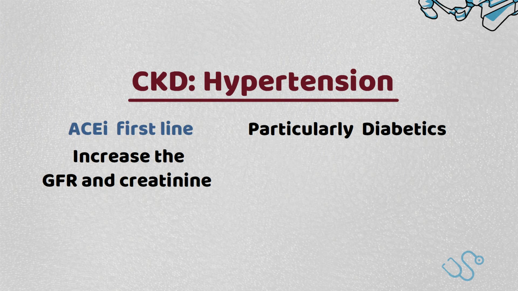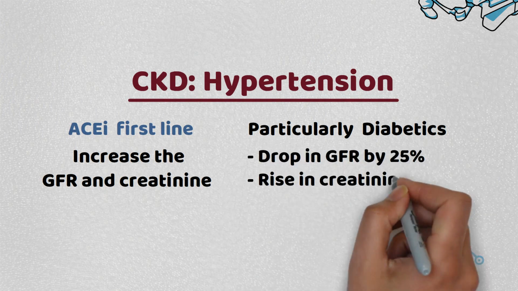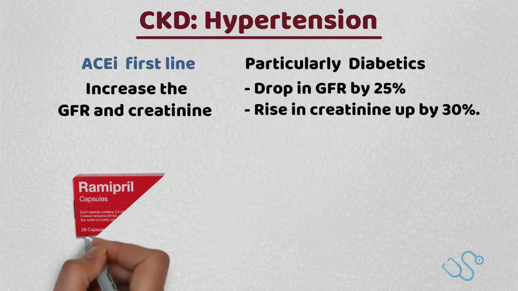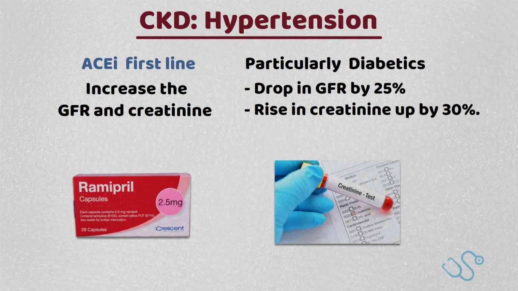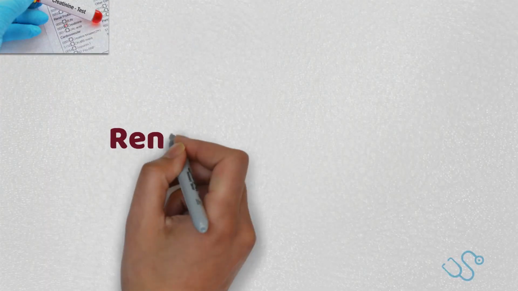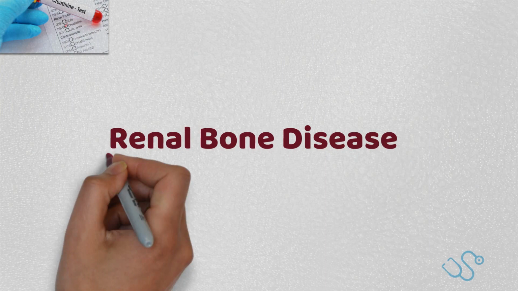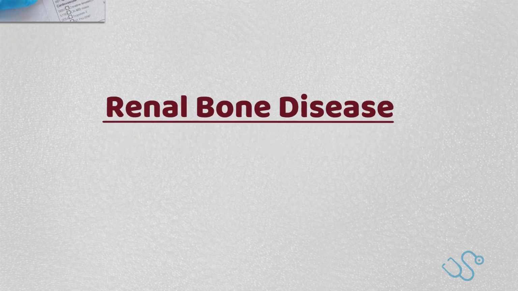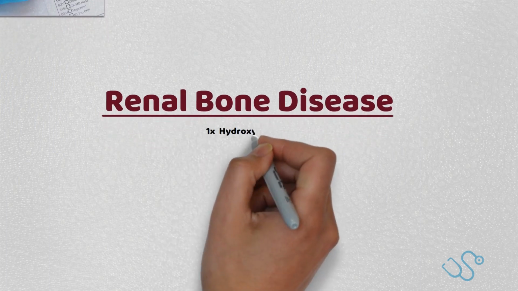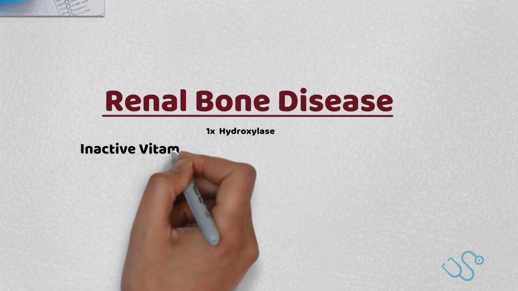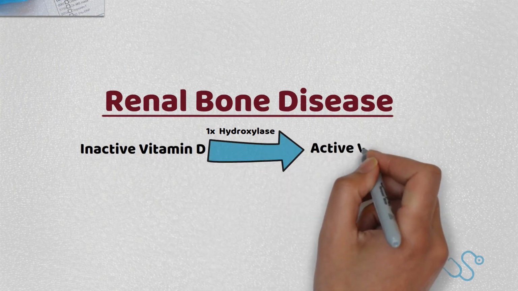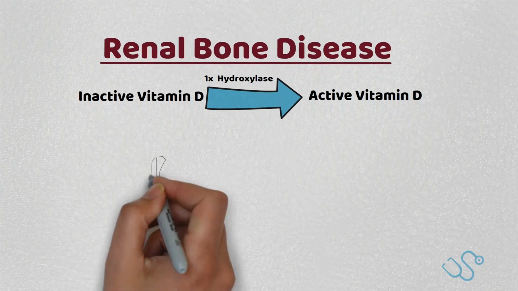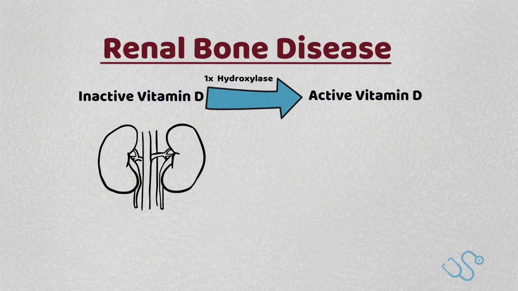Guidelines recommend that we can expect and accept a drop in GFR by 25% and a rise in creatinine of up to 30%. Moving on to renal bone disease. Going back to medical physiology, we need to remind ourselves of the role of the kidney in bone profile management. Typically, 1-alpha hydroxylase is the enzyme that converts inactive vitamin D to activated vitamin D in the kidney. Therefore, in CKD, we get low vitamin D.